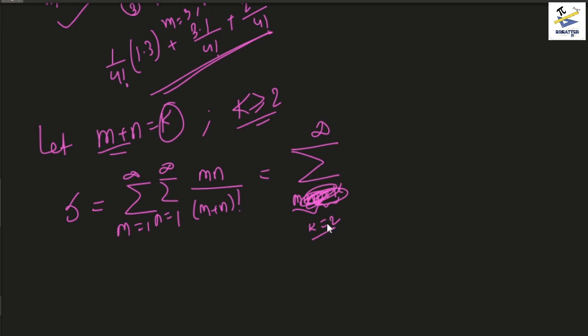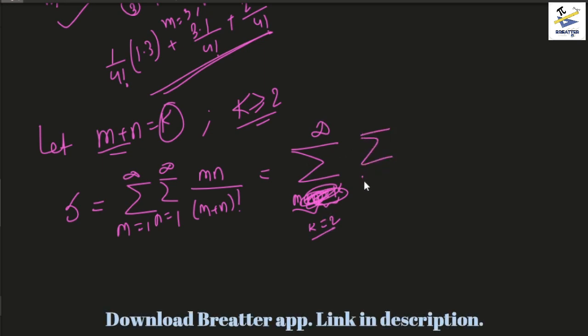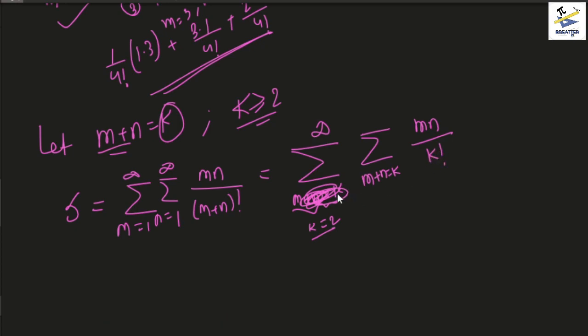So we need this one inside. So k equals 2 to infinity, let it be the biggest summation, and inside let us find all such m and n such that m plus n equals k, and we are going to sum mn by k factorial, because this k is basically m plus n and we have substituted m plus n as k. So there was an m plus n factorial which became k factorial.